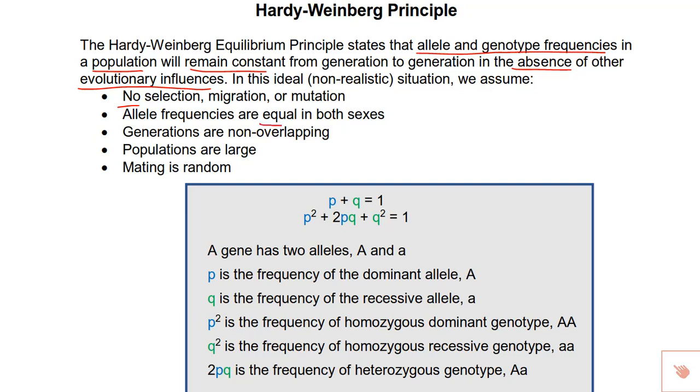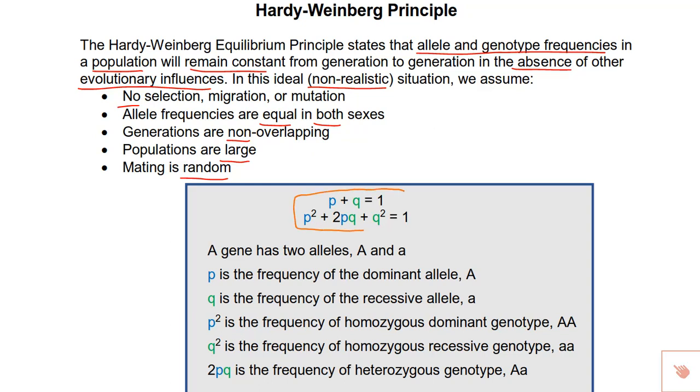The allele frequencies must be equal in both sexes. The generations cannot be overlapping. The populations must be large, and the mating must be random. This is obviously non-realistic, but nevertheless, the Hardy-Weinberg principle does provide valuable information about hereditary trends.